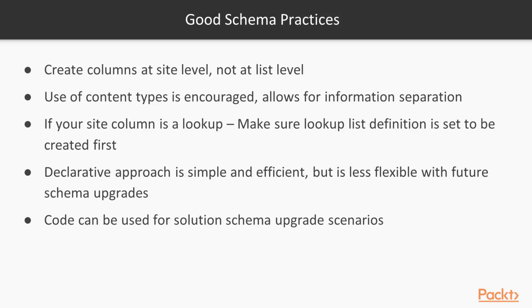Also, the use of content types is encouraged. This allows for sort of information separation. Imagine you can have different content types which will contain different sets of fields, maybe overlapping a bit, maybe not, in the same list. You will then be able to clearly distinguish between two sets of data. Moreover, you can apply certain actions on a content type, like a workflow definition.